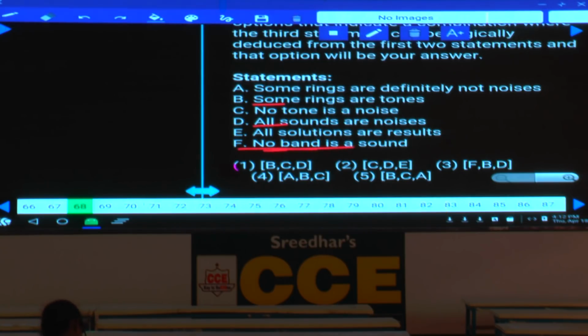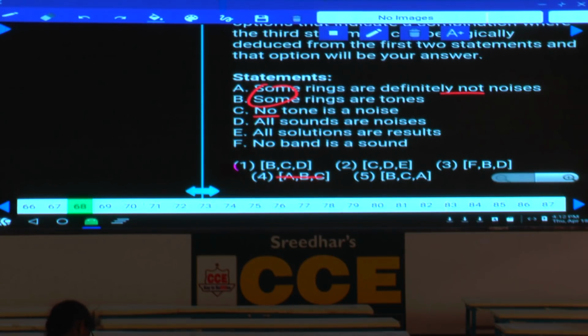An affirmative statement cannot be drawn from a negative conclusion, that is also ruled out. Then choice 4, A, B and C. Now, in this A, B and C, A and B are some and some, and what is C? C is no. No cannot be drawn from some not, and this is also ruled out.